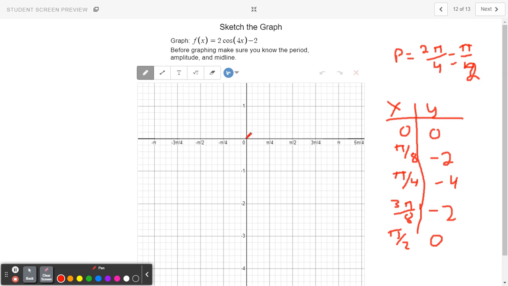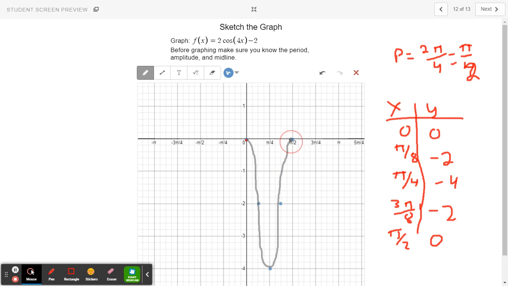0, 0. And let me actually just go back to using this. So 0, 0. Pi eighths is -2. So pi eighths is right in between 0 and pi fourths. Pi fourths is -4. 3 pi eighths is -2. And pi halves is 0. All right, so you're going to get this graph right here for one cycle of the period.